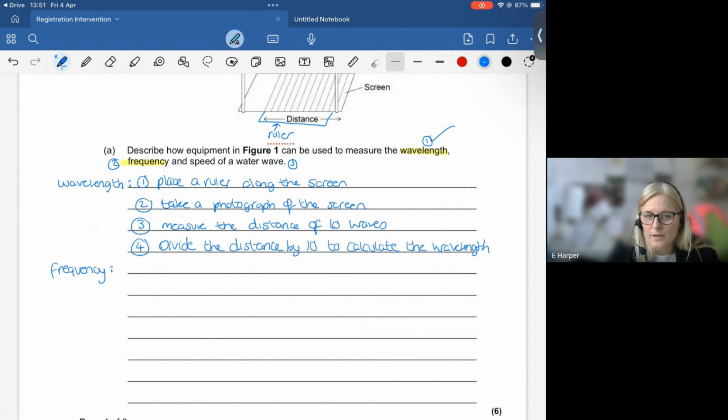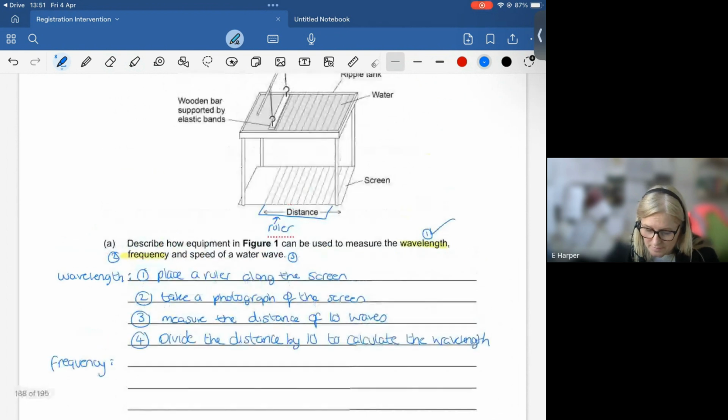So effectively, we're going to need another piece of apparatus not shown here. If we're going to time anything, we need some form of stopwatch. We're then going to have to watch these waves. So this time we're not going to freeze it. We're just going to simply pick a point. We're going to start the stopwatch and we're going to time until a certain number of waves have passed that point and then measure that time. And again, just like we did with the wavelength, we can then divide one by the other to identify the frequency.